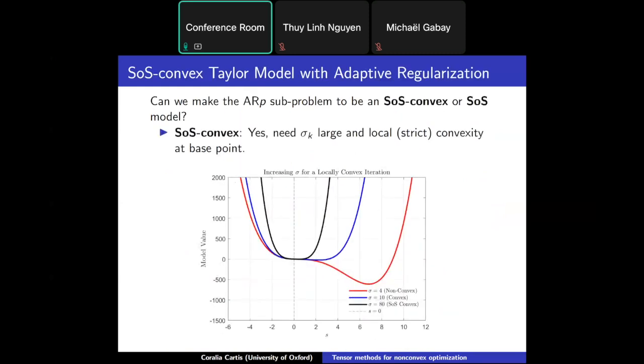Okay. So let me just spend a bit more time to explain this a little bit. So here's a plot. I'm talking about these special polynomials. Now they can be of any order, but add the regularization to make it a proper polynomial. So Nesterov showed that, right? So I need both that it's coming from a fully convex function and that sigma is large enough. What Ahmadi showed is that you only need locally that the second derivative at your base point is positive definite.